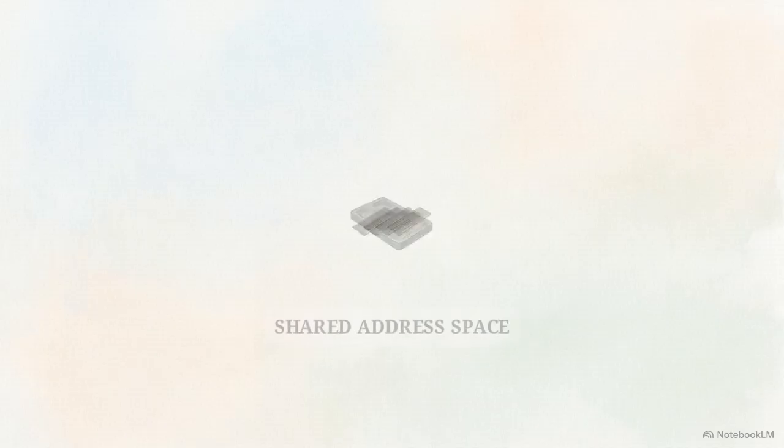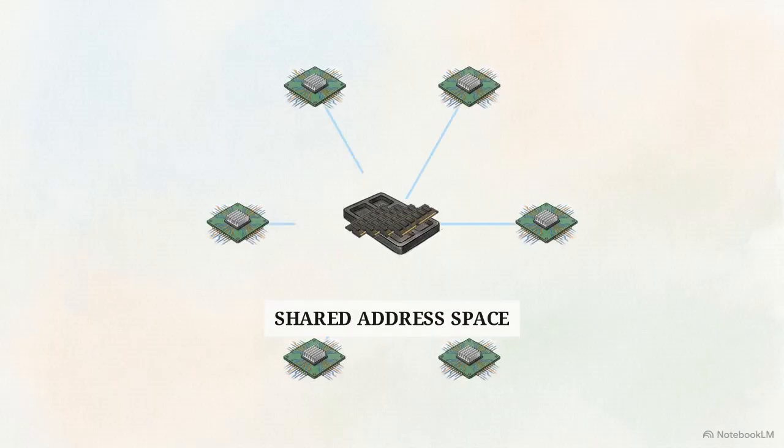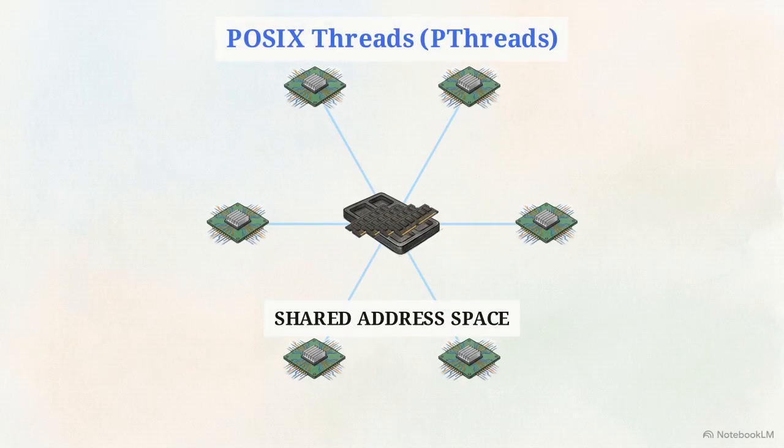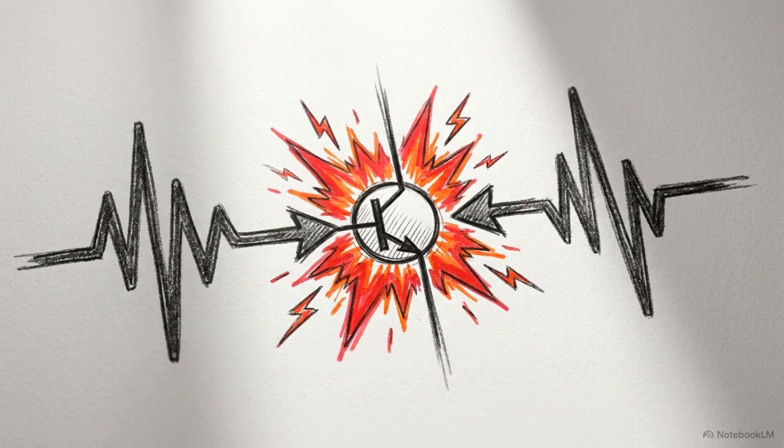In a shared address space model, often programmed using POSIX threads or p-threads, every processor core on the board looks at the exact same physical memory bank. The danger here is overlapping writes. Developers must manually code mutex locks to protect critical sections, ensuring only one thread can modify a specific variable.